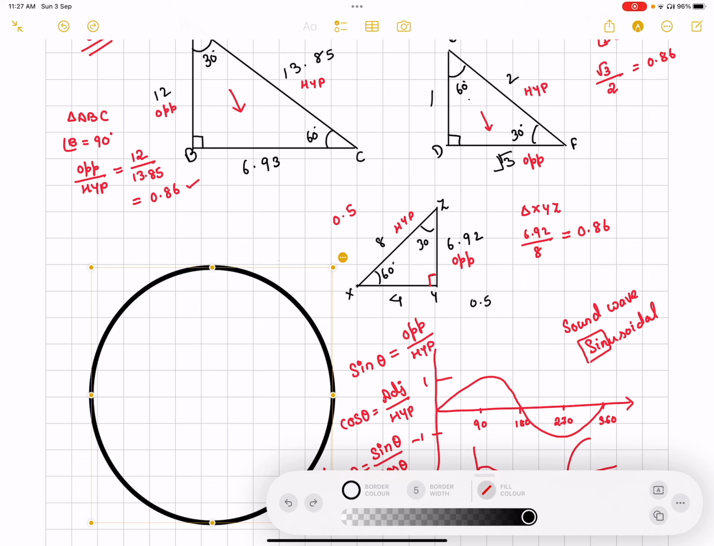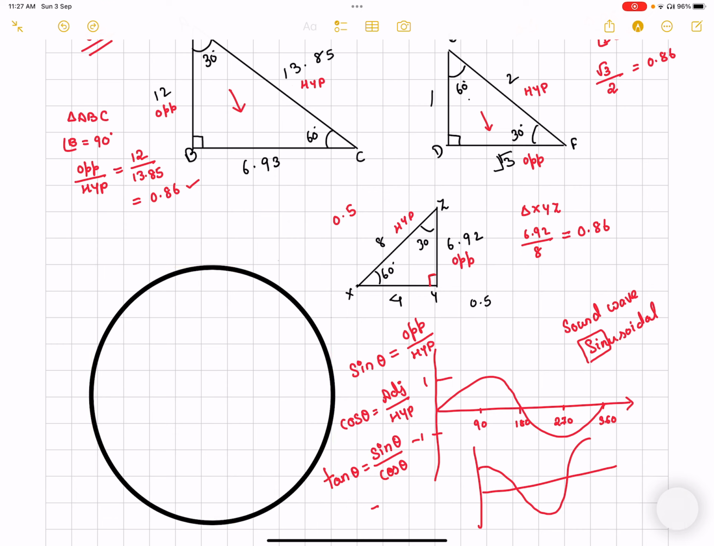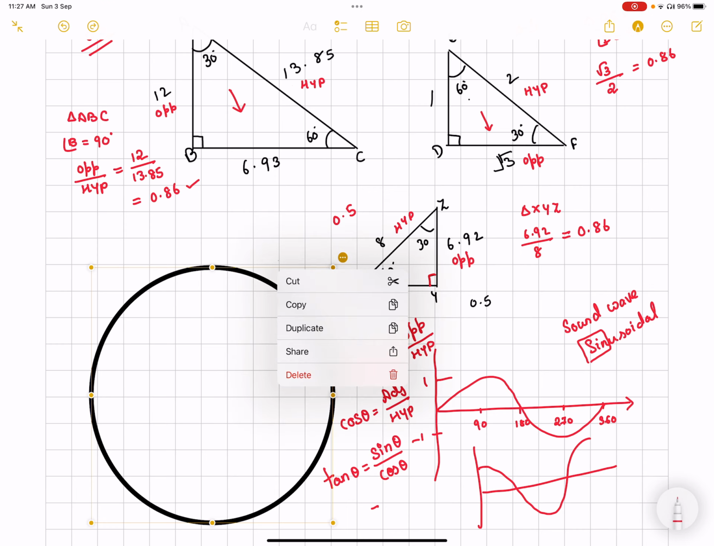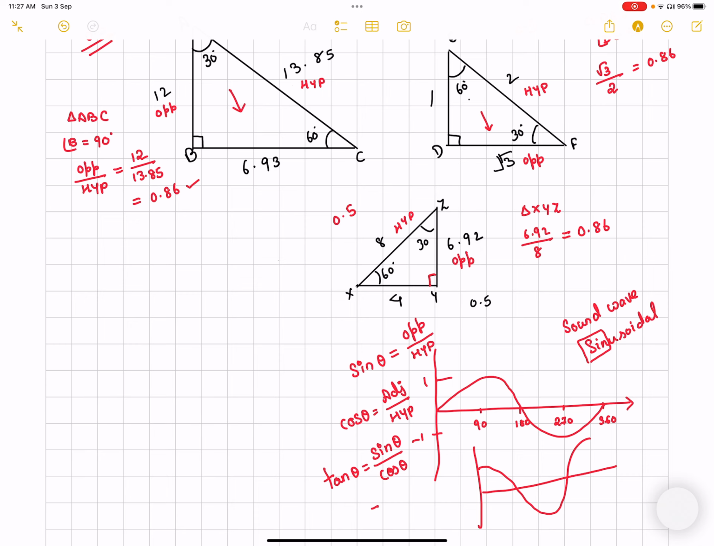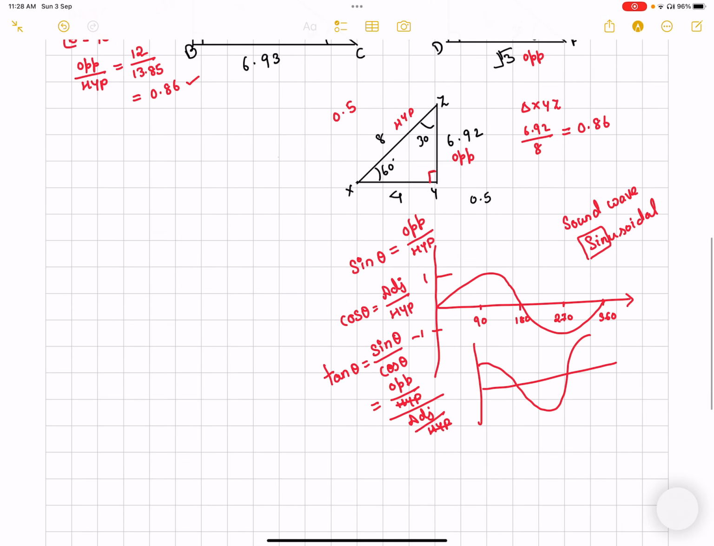Okay, which is going to be opposite by hypotenuse divided by adjacent by hypotenuse. Both hypotenuse get cancelled. So for tan theta, they came up with the formula opposite side by adjacent side. So this is how all of this came into the picture.